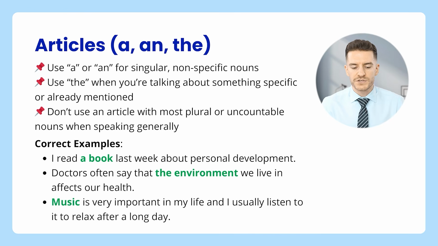And finally, music is very important in my life, and I usually listen to it to relax after a long day. So in this case, we're just talking about music in general. You know, it's no specific music that we're referring to, and that's why we don't use an article. So remember, the basic rules are use a or an for singular, non-specific things, use the for specific things, and use no article when you're talking about something in general, like music or education.